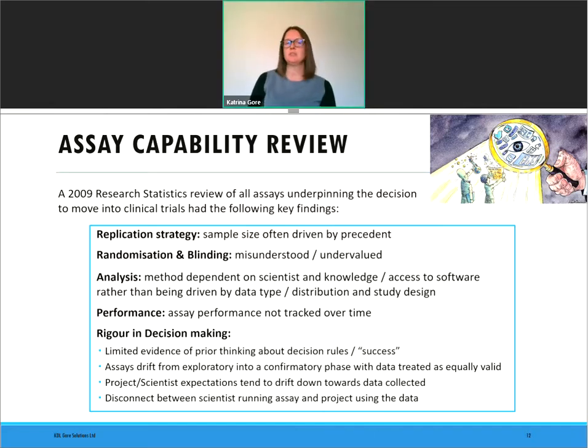And when we focused in on decision making and the rigour of decision making, there was limited evidence of prior thinking about decision rules or what success would look like. And assays were drifting from exploratory into confirmatory phase, with data treated as equally valid. Project scientists' expectations tended to drift downwards towards the data that were collected. And there was a definite disconnect between the scientists running the assay, who knew the capabilities of the assay and what you could conclude from that assay, and the project and the senior leadership then using the data and making those decisions.